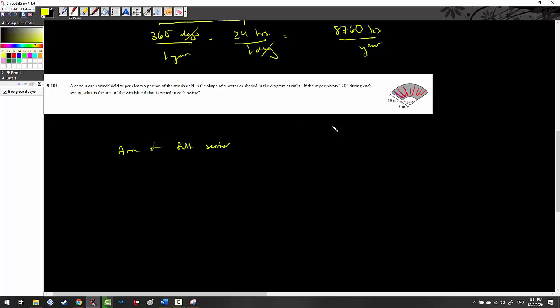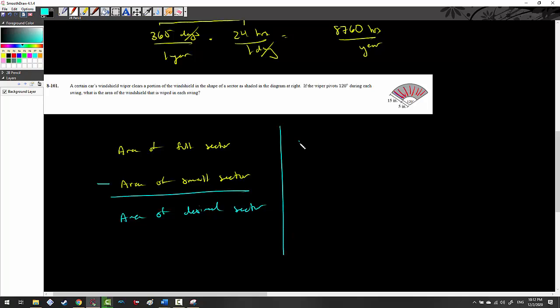So, once I find the area of the full sector, that was the thing that I did in purple that I just deleted, then I'm going to find the area of the small sector. Now, what do I mean by the small sector? Well, the small sector is the thing in green right here. And now, unimaginatively, what I'm going to do with the full sector and the small sector is subtract them. And that's going to give me the area of the desired sector. In other words, the thing in red. So, let's find out what each of these things is.